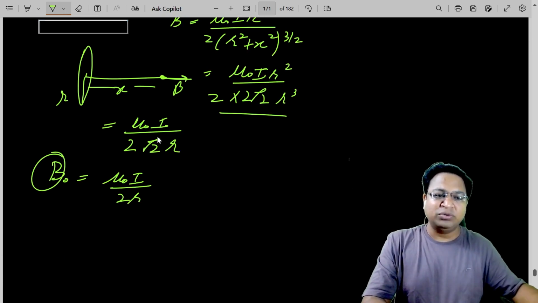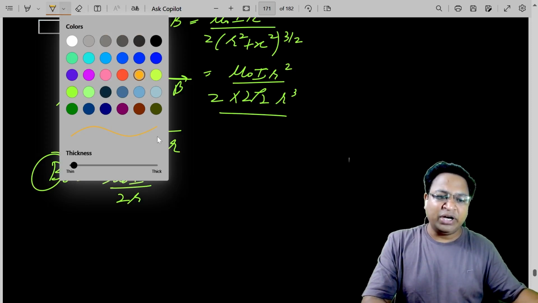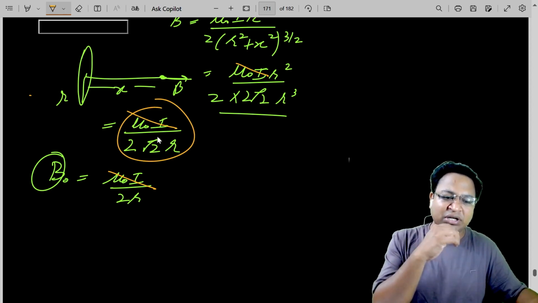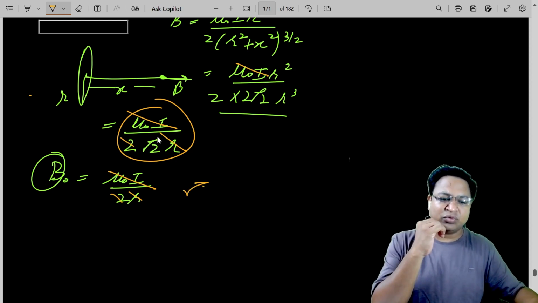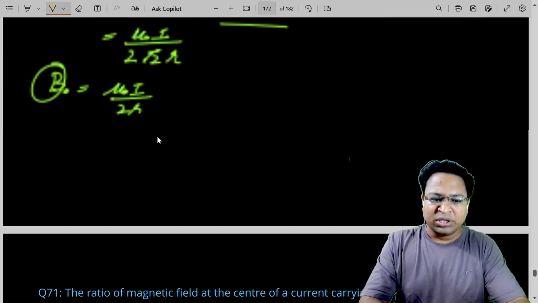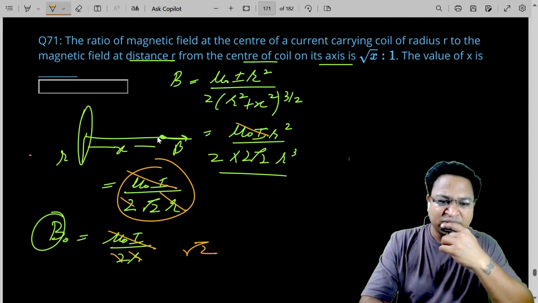So when I do that, let me do it orally only. Mu naught I will get cancelled. R gets cancelled. In fact, the root 2 gets cancelled, so we will be left with root 2 only. So the ratio would be root 2 is to 1.